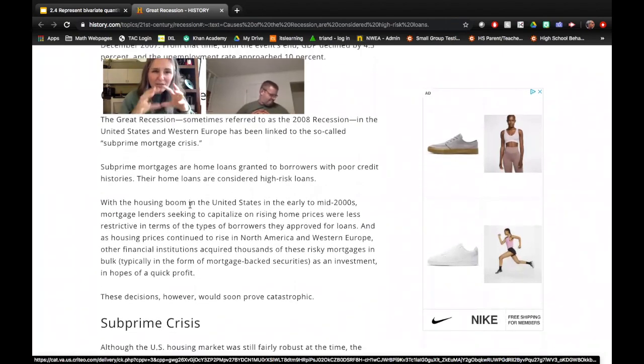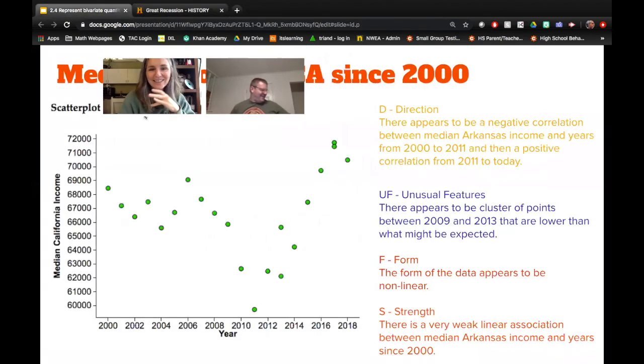It really kind of centered around a mortgage crisis. But that's a debate over whose fault it was. Yeah, but that's for another class.